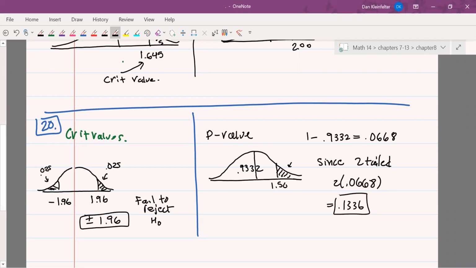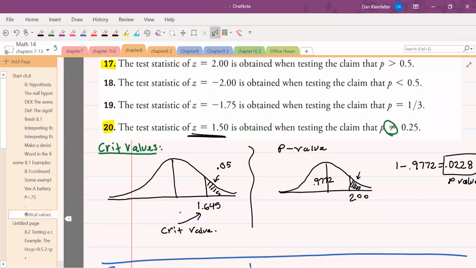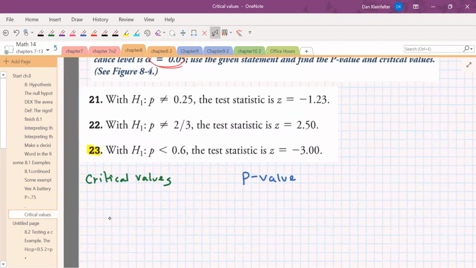Okay. And so on this one, notice that our p-value is 0.1336, which is bigger than our 0.05, which was our significance level. And so again, we would fail to reject our H0. So notice that our conclusions here in number 20 are failing to reject for both of those. Regardless of whether you use the critical value method or the p-value method, you're going to get the same overall conclusion. Okay, one more example.